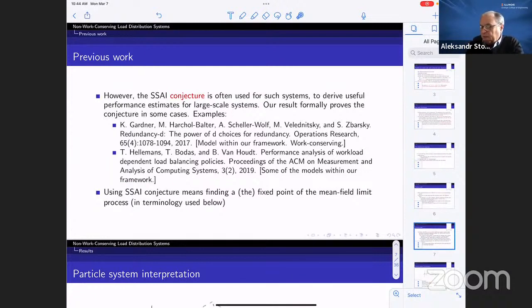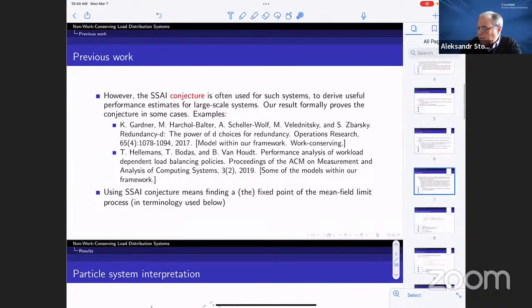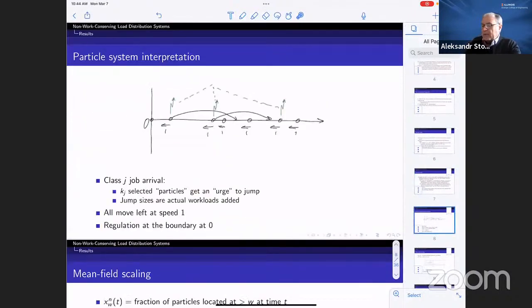So as we will see later, this ansatz conjecture, right? Using it means finding a fixed point of the mean field limit, in the terminology which we will have later. It's very useful, particularly when you analyze.